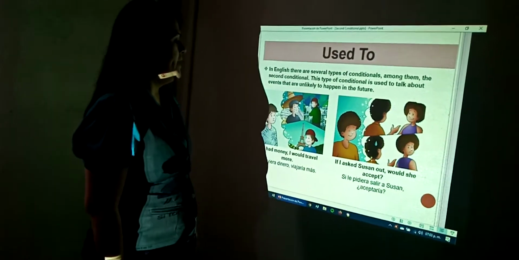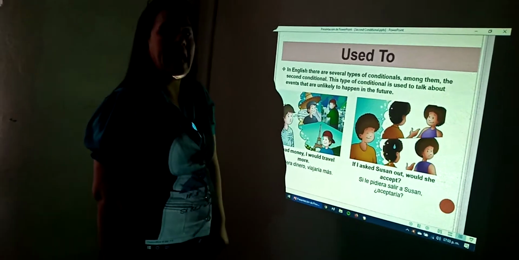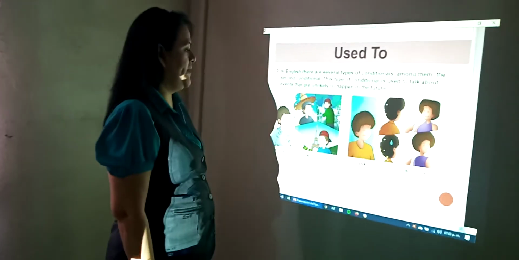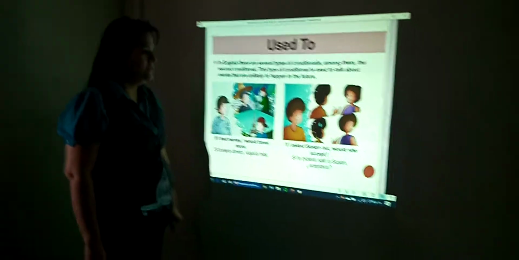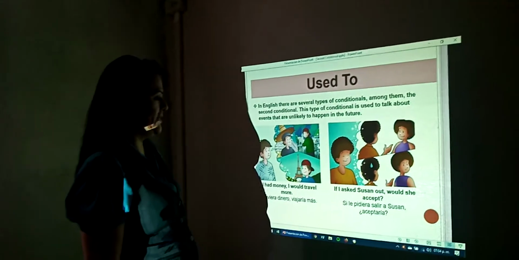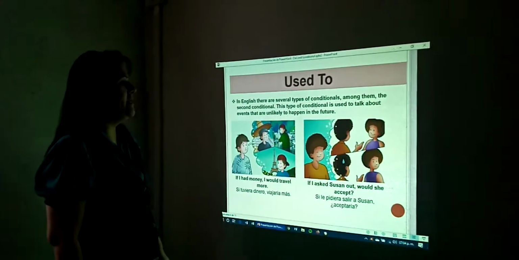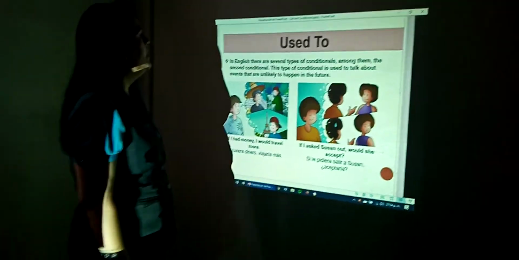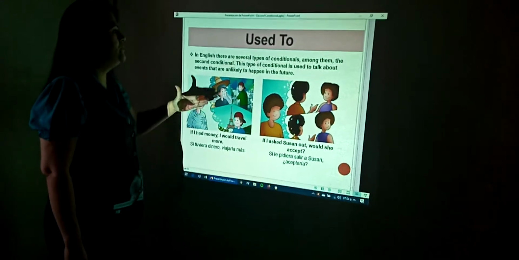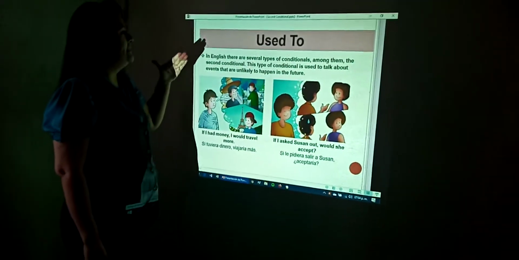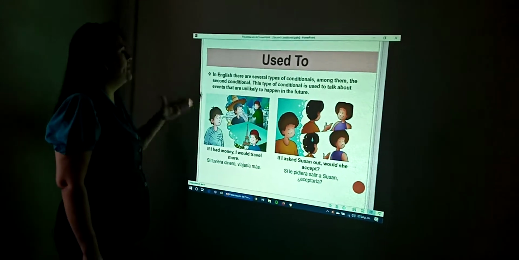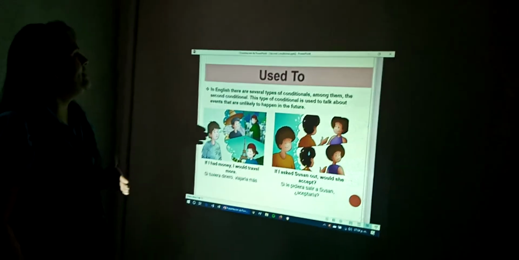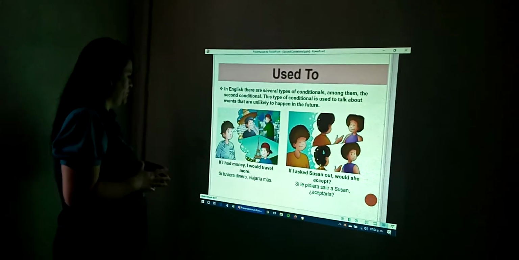Picture number 2. If I asked Susan out, would she accept? Repeat. If I asked Susan out, would she accept? In Spanish: si le pidiera salir a Susan, ¿aceptaría? This is the use of the second conditional. This type of conditional is used to talk about events that are unlikely to happen in the future. Next.